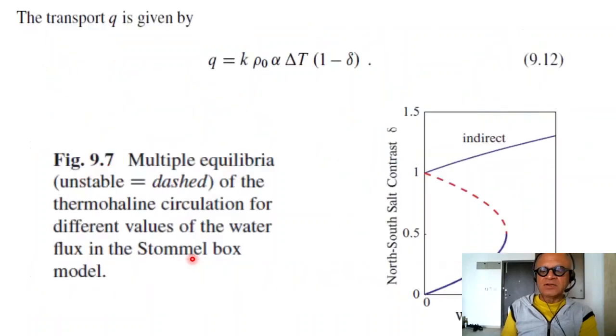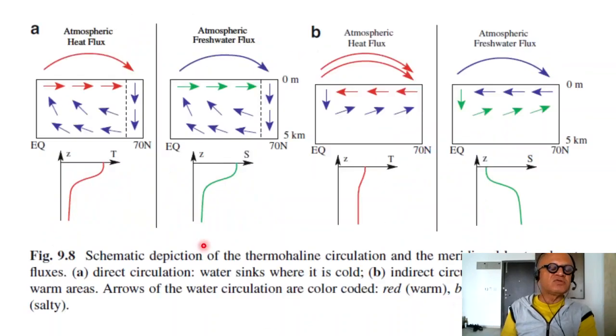Okay, so remember that it's the water flux E that's normally used to show potential for multiple equilibria. Finally, the schematic depiction of the thermohaline circulation and the meridional heat and water fluxes. So in the direct circulation, you have water sinking where it is cold, so you have a stable-looking profile with warm temperatures near the surface and cold temperatures in the deep. So this is what we have in the modern climate. We have transport of heat and mass towards the cold latitudes where deep water forms, and there is an atmospheric heat flux that corresponds to that.